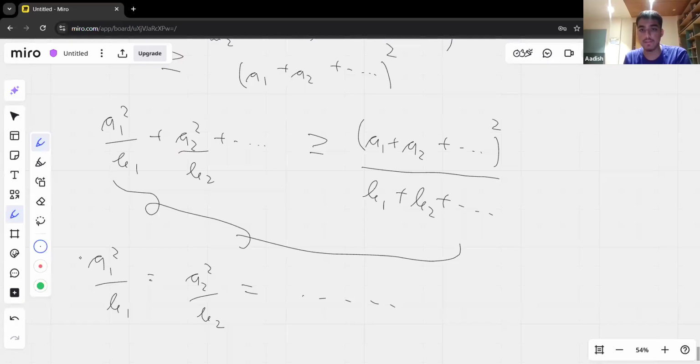Is the statement of Titu's lemma clear to everyone? Or actually, is the proof also clear, like what I said? Any questions? Yeah, so this is a very nice result. Unreasonably useful.